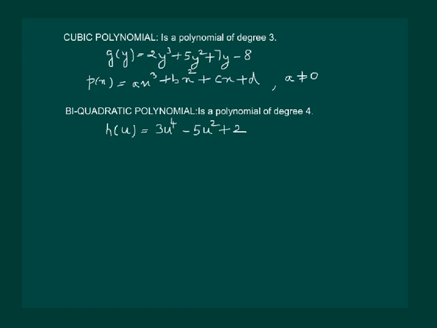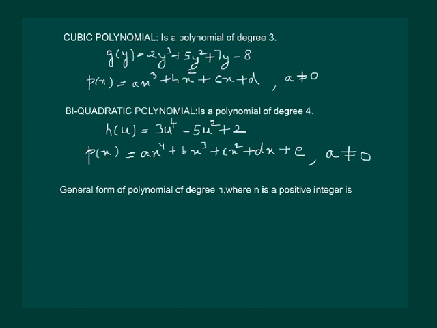A biquadratic polynomial is a polynomial of degree 4. H(u) is a polynomial in variable u and the highest power of u is 4, so it is a biquadratic polynomial. And the most general form of a biquadratic polynomial with real coefficients in variable x would be p(x) equal to ax power 4 plus bx cube plus cx square plus dx plus e, where a, b, c, d and e are real numbers but a cannot take the value 0.